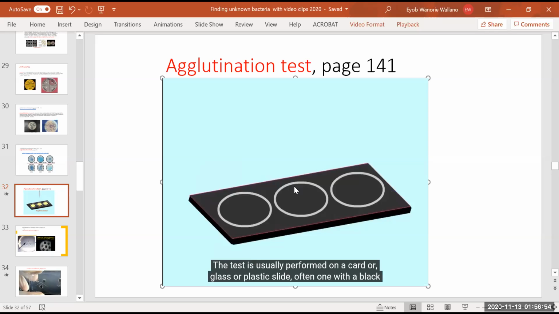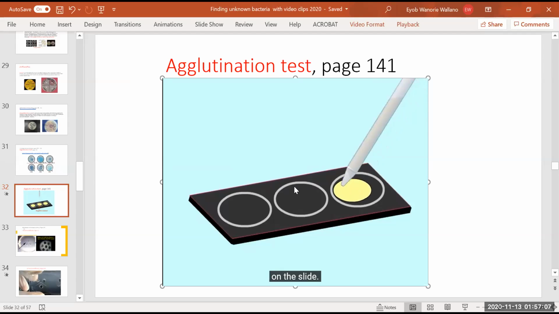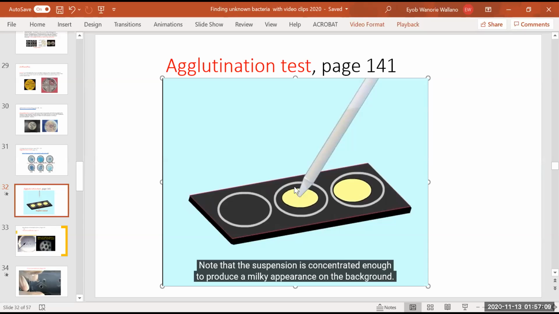The test is usually performed on a card or glass or plastic slide, often one with a black surface. First, you add a suspension of the coated latex beads to each of the 3 encircled areas on the slide. Note that the suspension is concentrated enough to produce a milky appearance on the background.